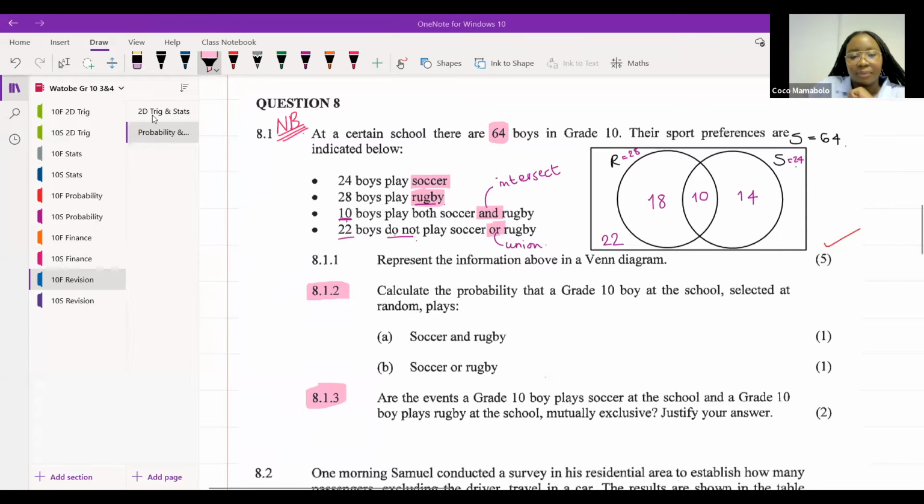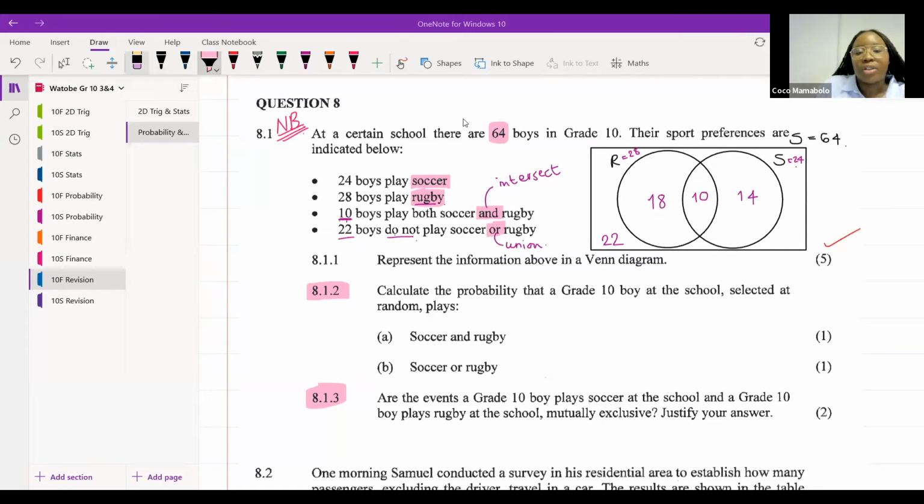All right, Unati, what's up? Hello, ma'am. Hello, my sweetie, what's going on? Ma'am, I have a question. Yes. Like, how did we get to the 18 and the 14 in the circles?